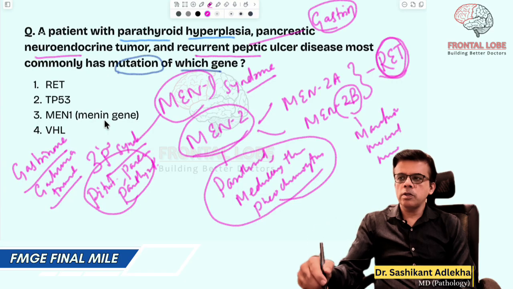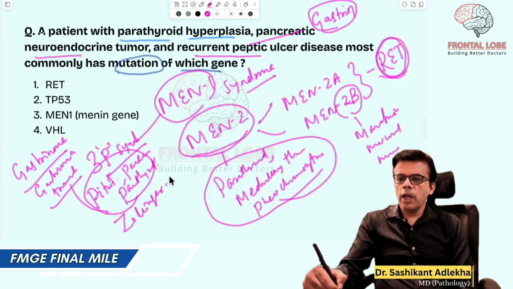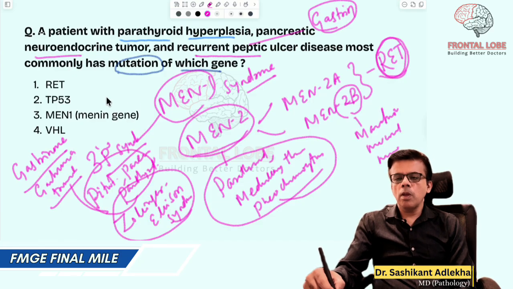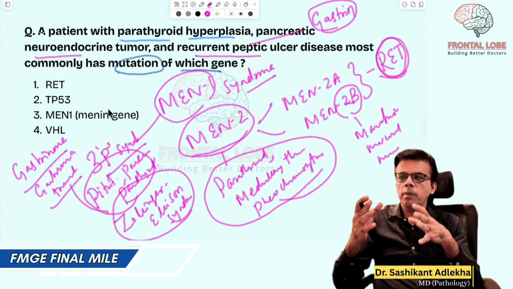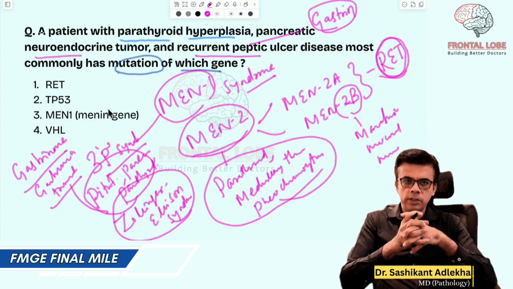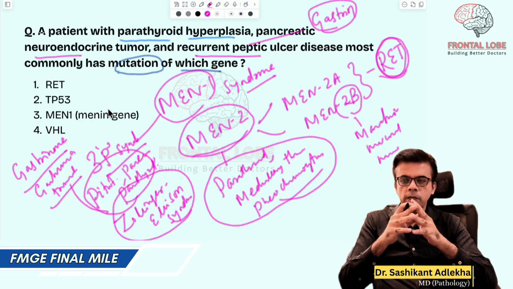And the familial gastrinoma is also called Zollinger-Ellison syndrome, ZE syndrome. So because of the gastrinoma or Zollinger-Ellison syndrome, this will cause multiple sites of ulceration. Important clue for examination: how to identify Zollinger-Ellison syndrome.